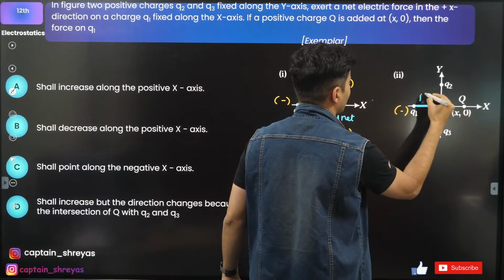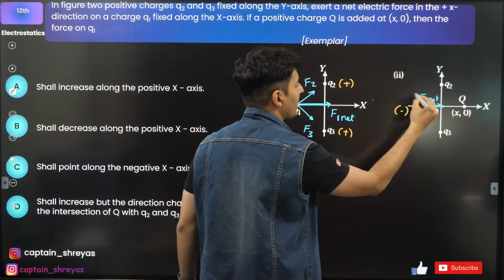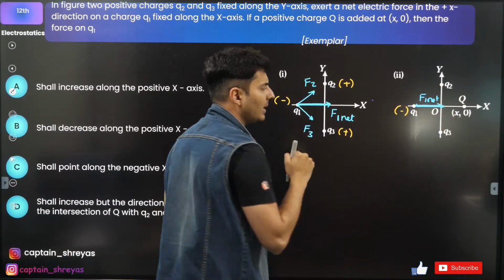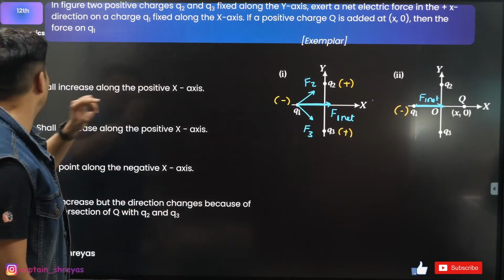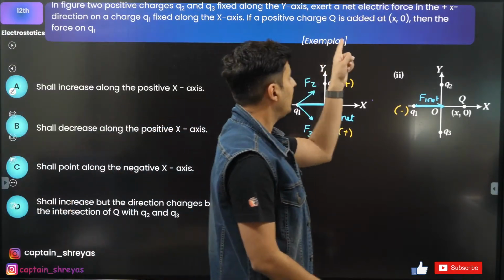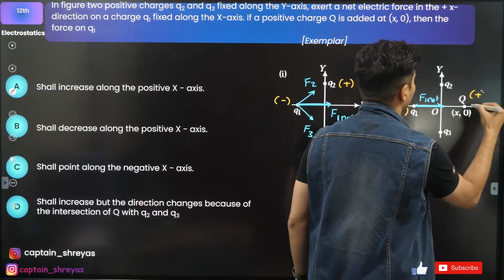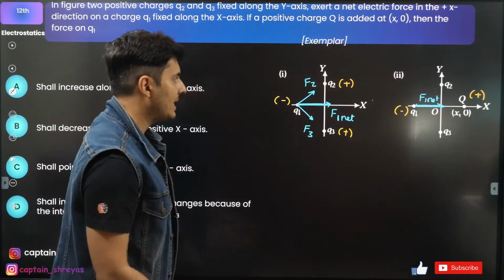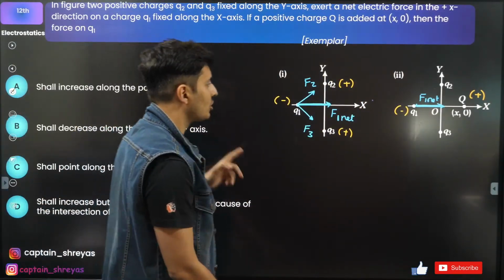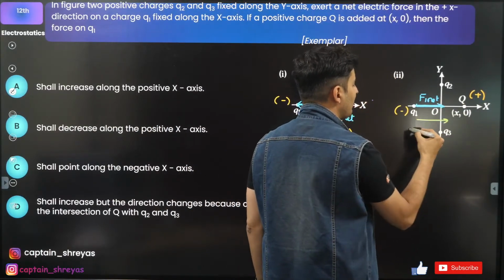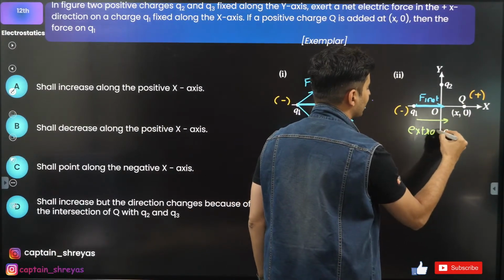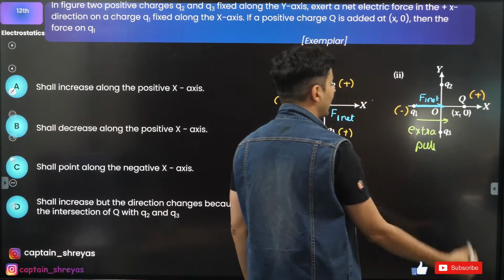So this was the net force before because of 2 and 3. Now you have added one more positive charge on the right hand side. What will that charge do? Obviously that positive and this negative will also pull. There will be one extra pull towards the right hand side.